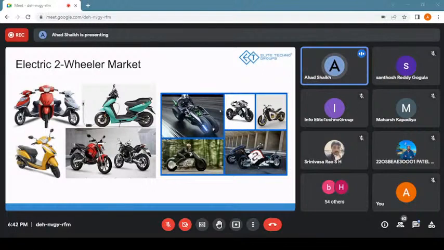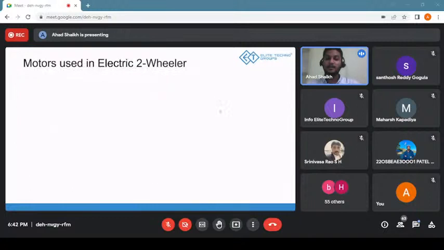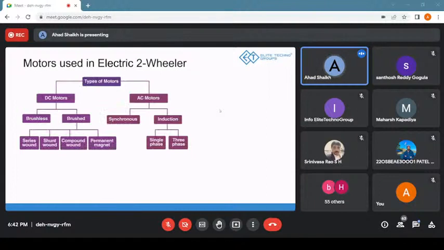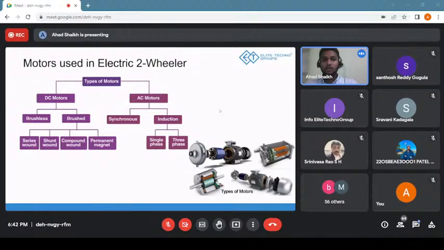And now we will talk about how, in an electric vehicle, the prime mover is not the engine but the electric motor. We'll see what different types of motors are available in the market, and which specific ones can be used in electric two-wheelers. Okay. So there are basically two types of motors, DC motors and AC motors.